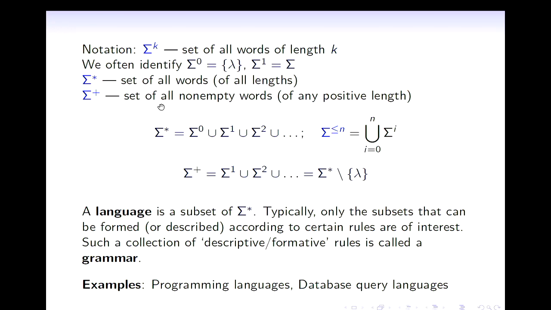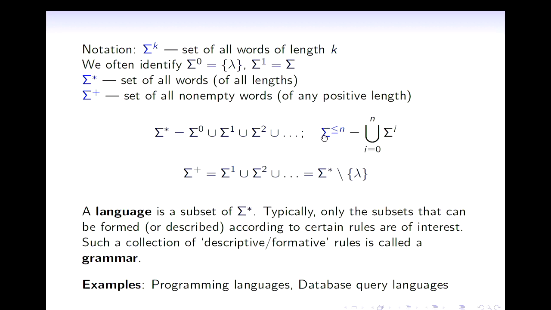Now, if you combine these definitions, you will see that sigma star is defined as the empty word plus all the words of length 1 plus all the words of length 2 plus and so on and so forth. Sigma star contains all words, and therefore it contains all words of a specific length.